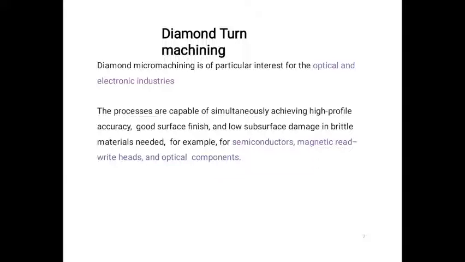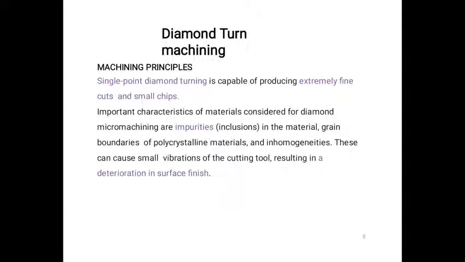Also, subsurface damage in brittle materials, for example semiconductors, magnetic disks and optical components, these are the various examples. Next, the machining principle: single point diamond turning is capable of producing extremely fine cuts and small chips. Also, because of this, the accuracy is greatly increased.